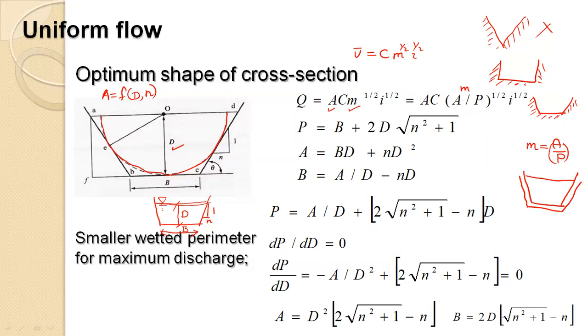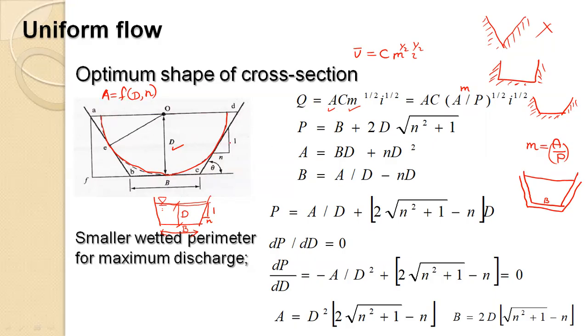So how do I get that value? Wetted perimeter, using the quantities in the figure. So wetted perimeter capital P is, this is B, the bottom width is B, plus 2 times this slanting length, or this inclined length, the slope. So 2 times that slope.